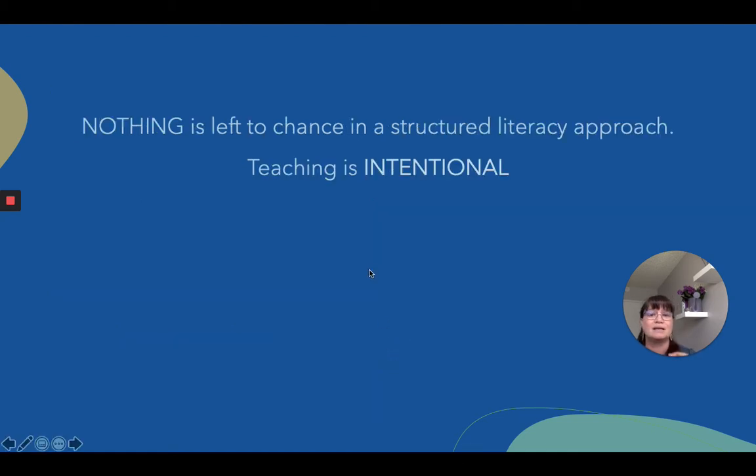So as I said, nothing is left to chance in a structured literacy approach. Teaching is intentional. From the cards that are put into the deck for review, the words that are chosen as examples, the decodable text, the words that are dictated, the sentences that are dictated, all of that is intentional and focused on the target skill.